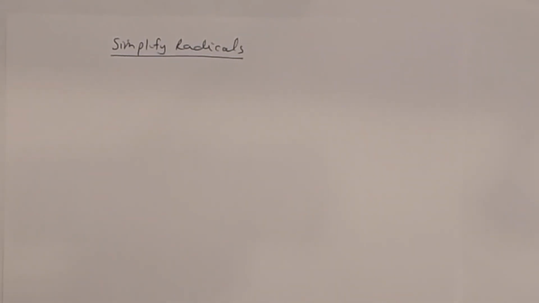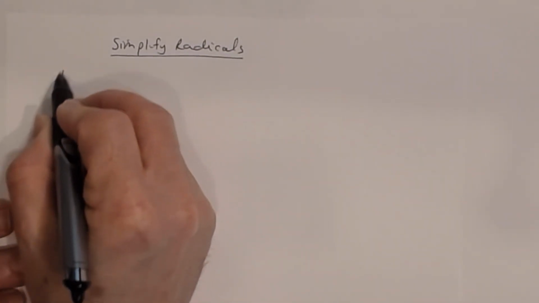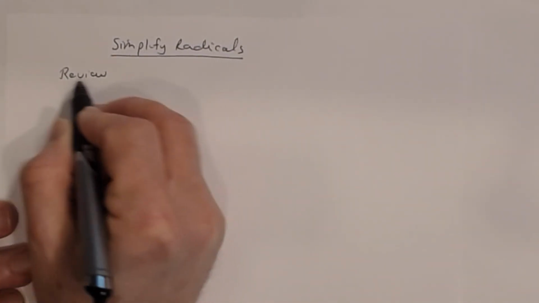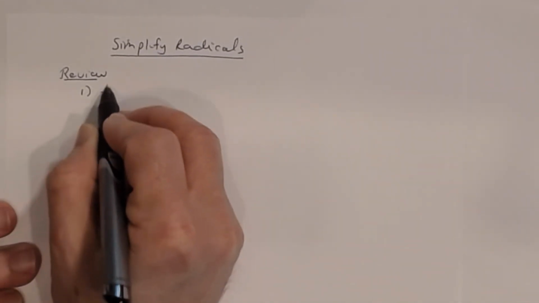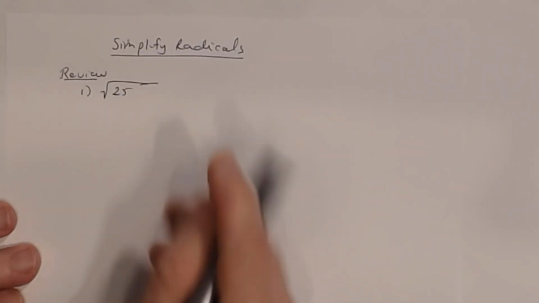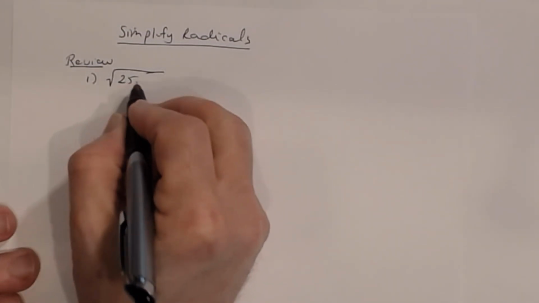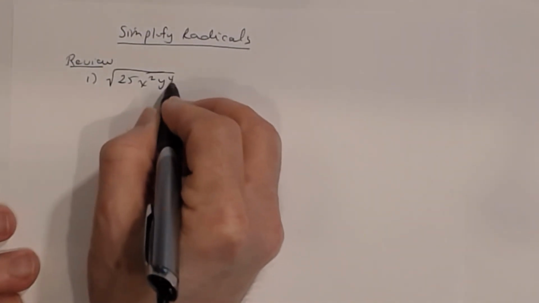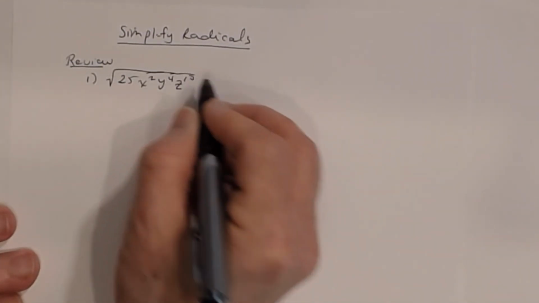All right, so we're going to look at simplifying radicals a little bit further than what we did last week. And just as a review, this is going to be a review from last week. So let's do number one. We have the square root of 25 x squared y to the fourth z to the 10th.